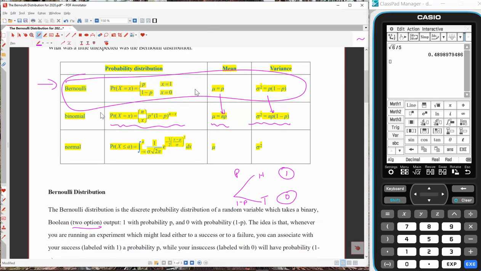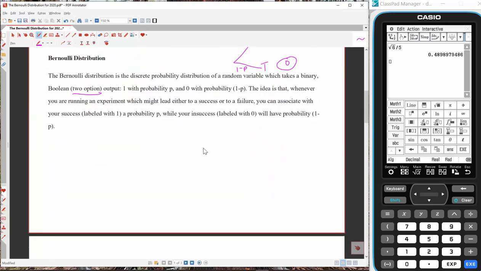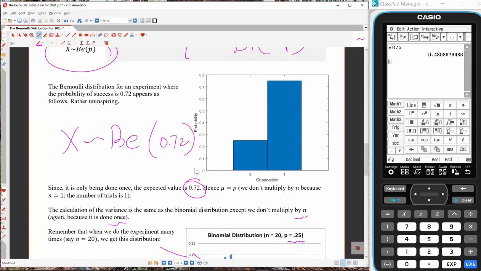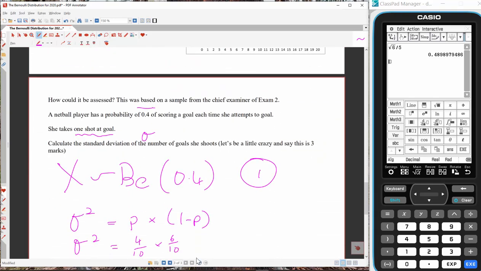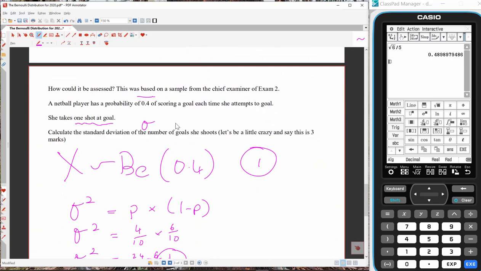But in real life, a single trial really is not going to tell us much. We're going to do that trial several times and get the binomial distribution. So this is where I think the important stuff is. The Bernoulli itself, the single trial, doesn't mean much to me, but let's hope VCAA do write something similar to what the chief examiner put out there, because that's a fairly easy couple of marks.